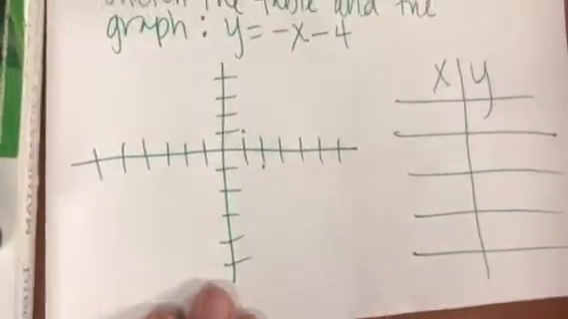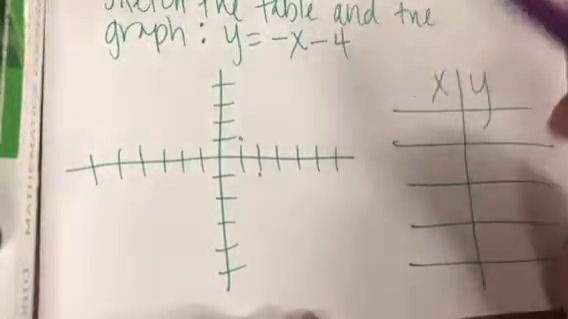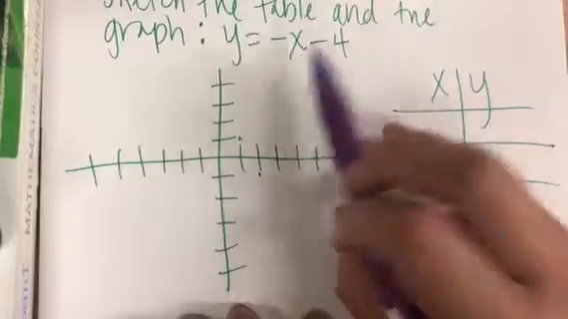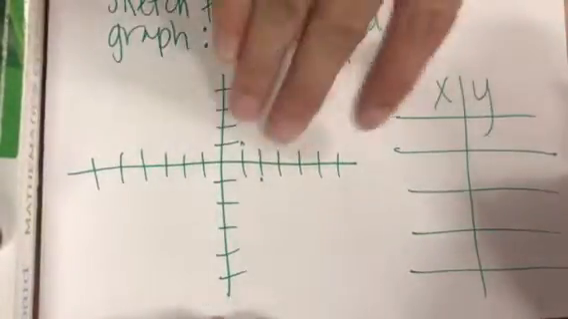Here's the next one. Last one. Sketch the table and the graph of y equals negative x minus 4. So let's start with the table. And we're going straight from the equation. We're not going to go to the table and then to the graph. We're going straight from the equation to the graph. Yes. So here we go.